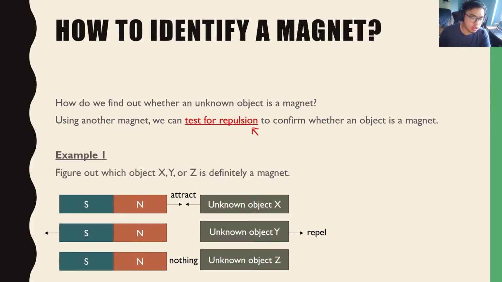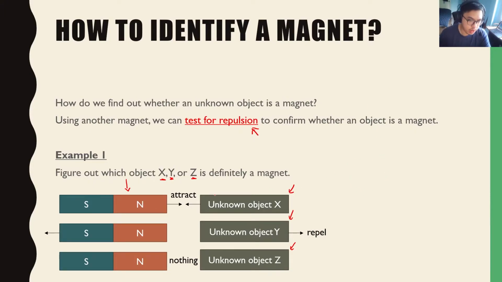Example 1. You have three unknown objects here, X, Y, and Z. So this is X, this is Y, and this is Z. Now we have to figure out which one of these three is the magnet. Is it X, is it Y, or is it Z? We can use another magnet to tell us about the unknown object. Right, so let's look at X first.